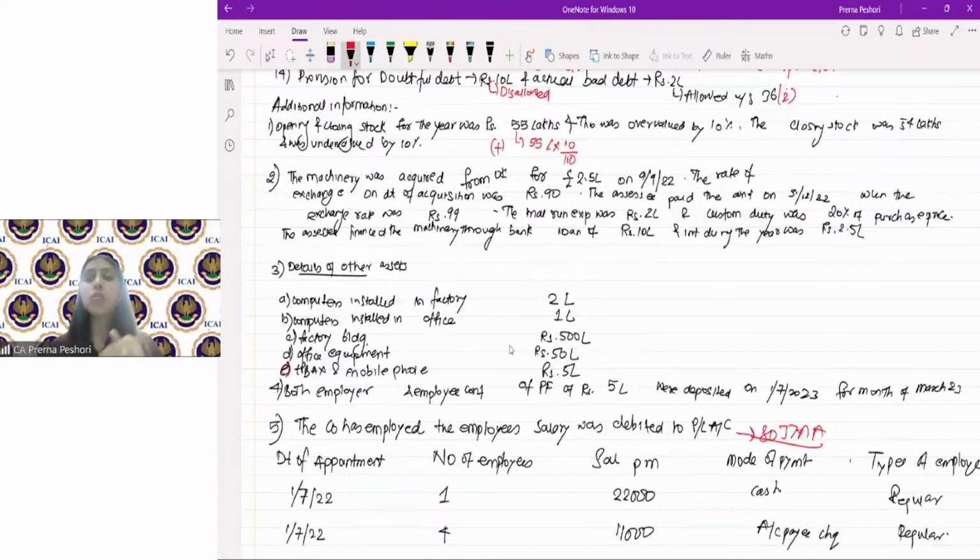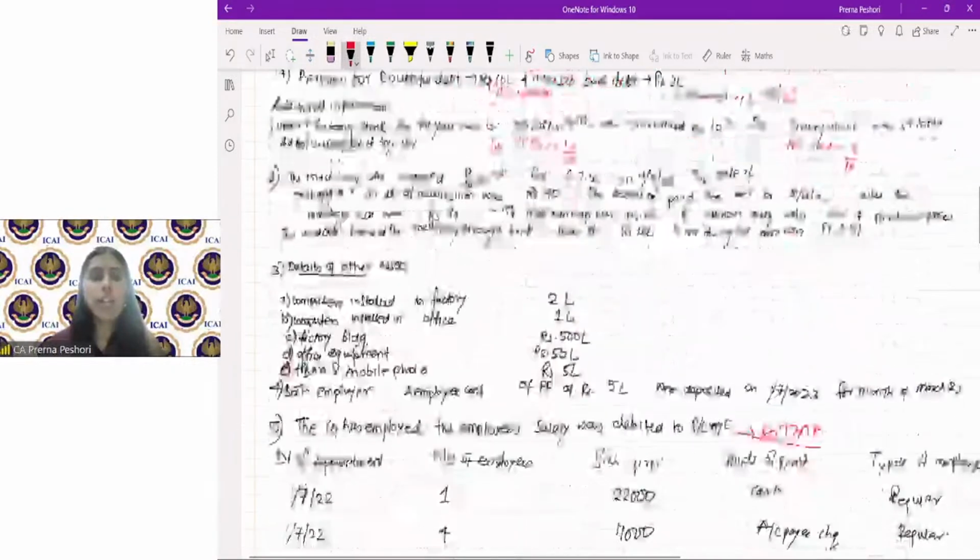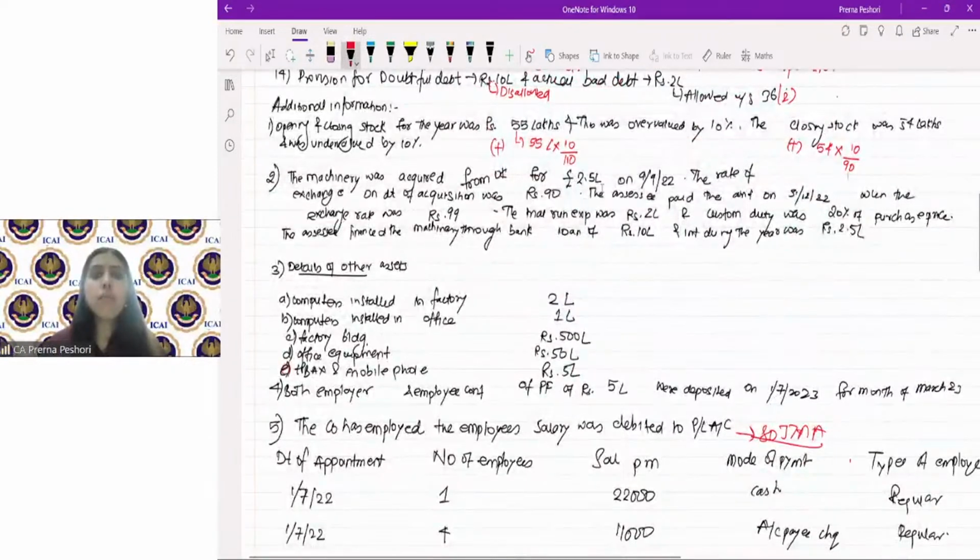Why? Because opening stock is overvalued, so we have to add it back because it has been reduced from the profit. Now we will add it back. And the closing stock was undervalued, so this also we will add, because this needs to be added: 54 into 10 divided by 90. Correct? Okay.